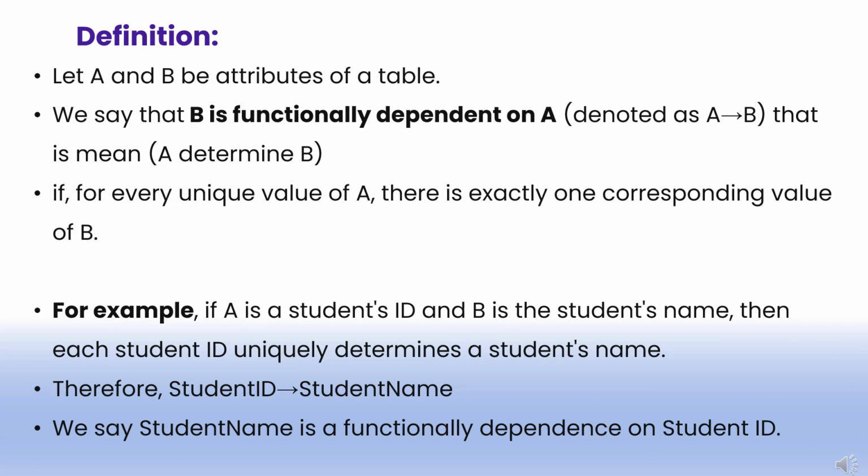To clarify functional dependency, let A and B be attributes of a table. We say that B is functionally dependent on A, denoted as A determines B, if for every unique value of A, there is exactly one corresponding value of B. For example, if A is a student ID and B is the student's name, then each student ID uniquely determines a student's name. Therefore, student ID determines student name. We say student name is functionally dependent on student ID.